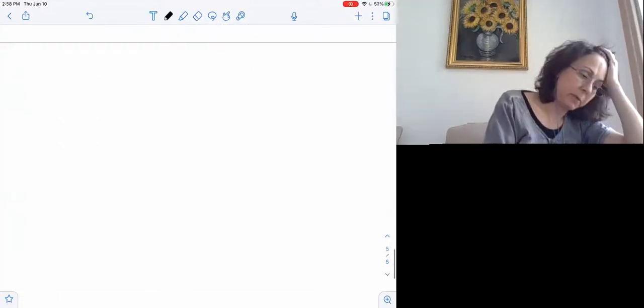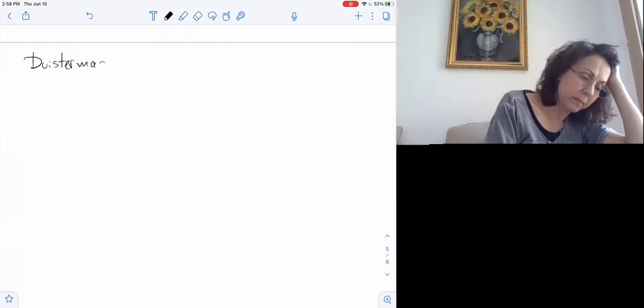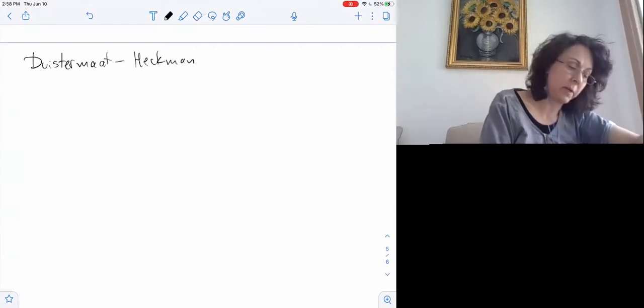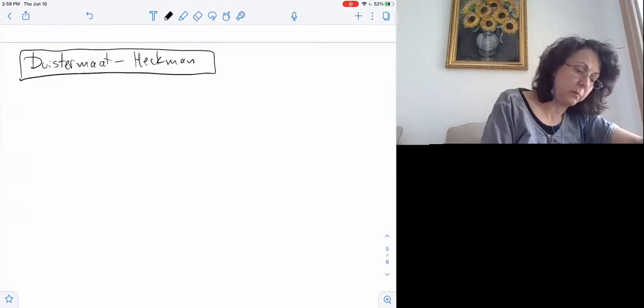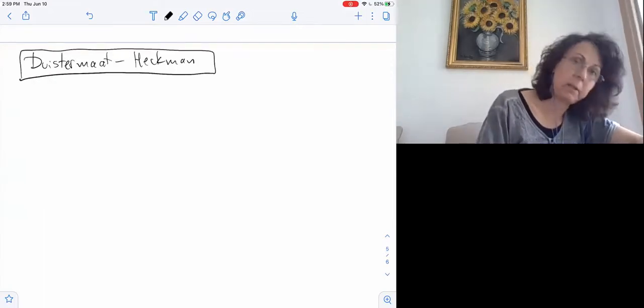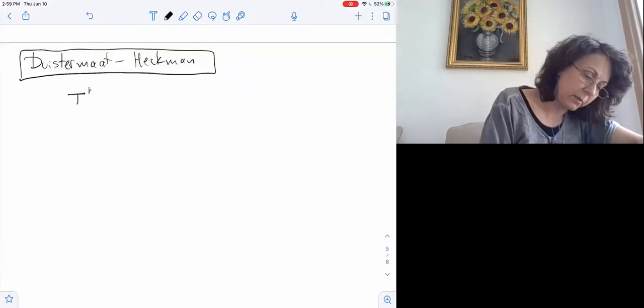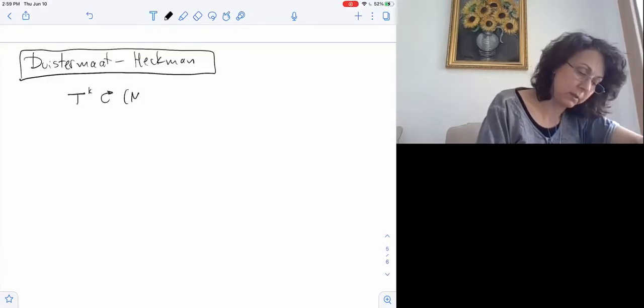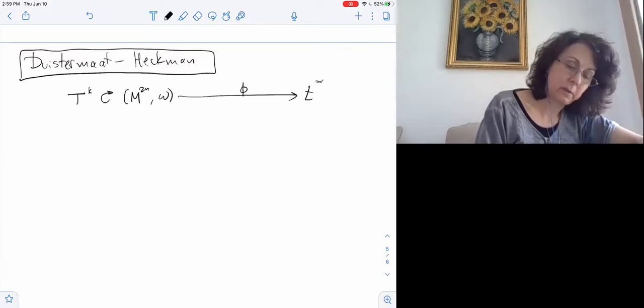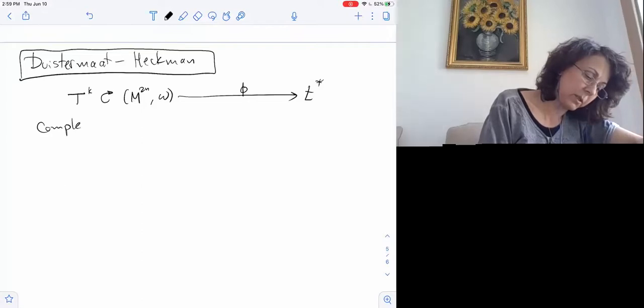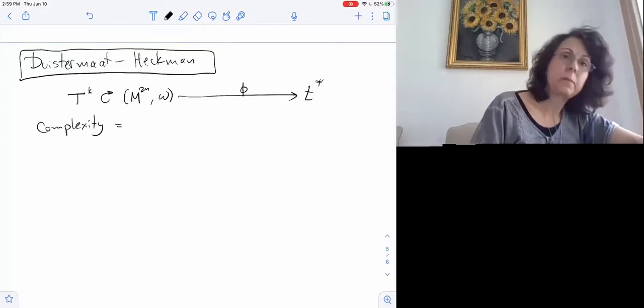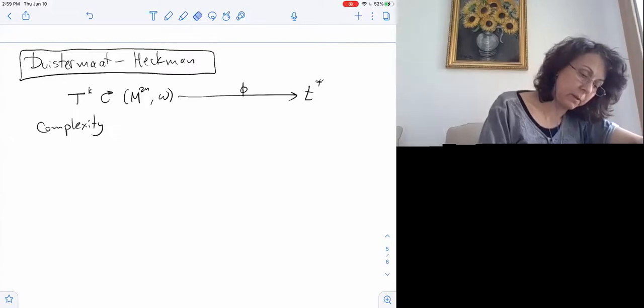Let's say a few words about Duistermaat-Heckman. I will need that. That's going to be one of my invariants. You can actually recover it, almost recover it from the other invariants, but I'll actually want it. So suppose we have a k-dimensional torus acting on a 2n-dimensional symplectic manifold with a momentum map. And in this case, if you count dimensions, complexity is going, let me call it D, to be n minus k.